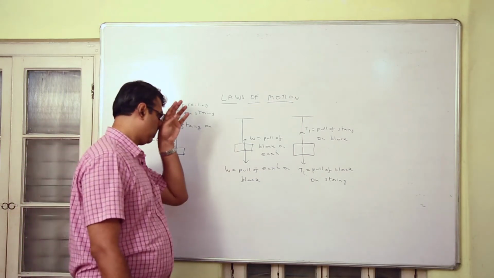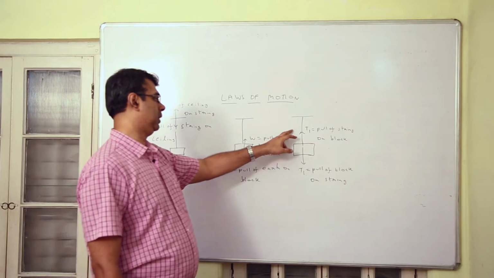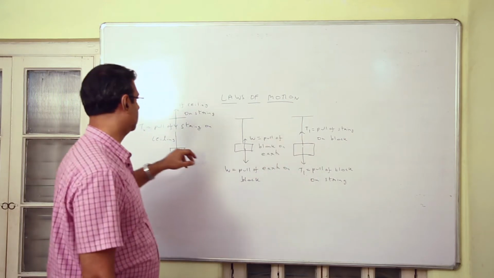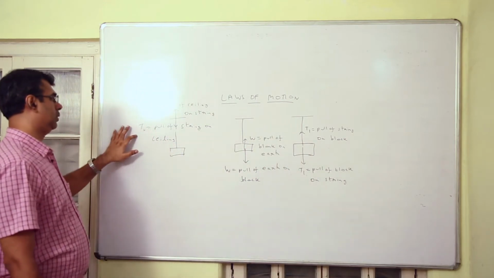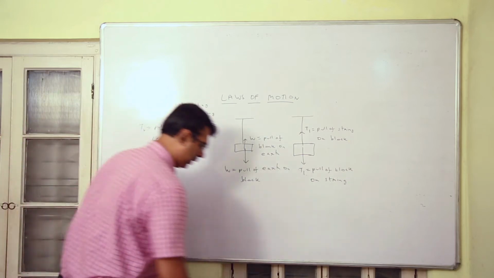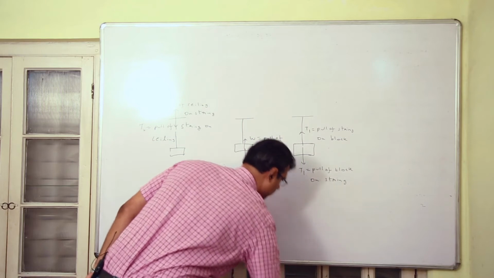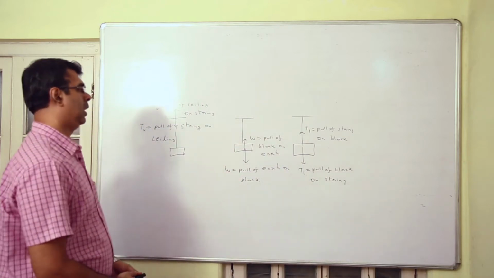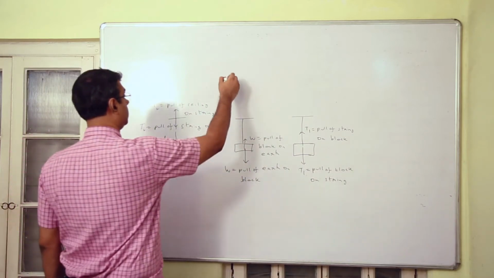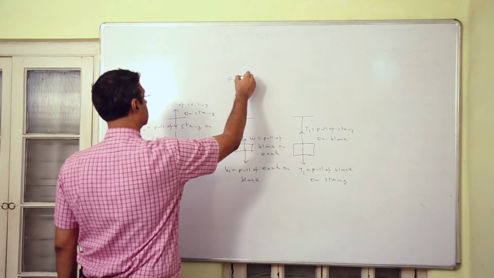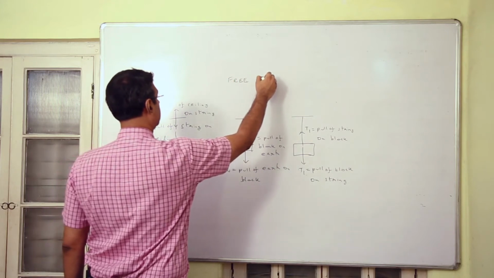W and W between the earth and the block, T1 and T1 between the block and the string, and T2 and T2 between the string and the ceiling. So there are three action-reaction pairs which we have found out in this particular situation. Now we have learned one new topic, that is free body diagram.